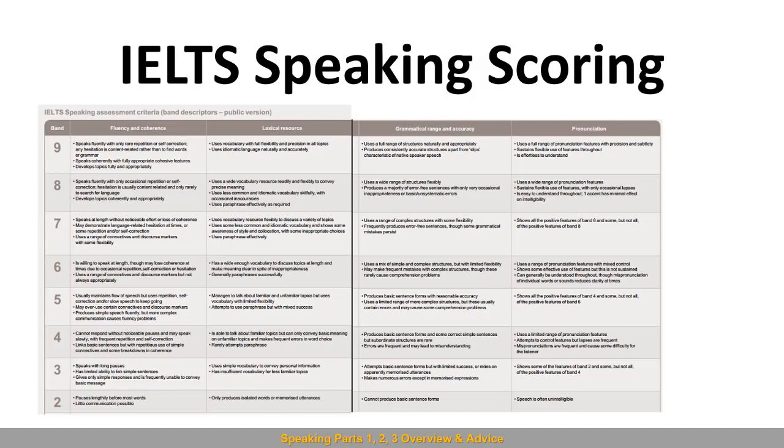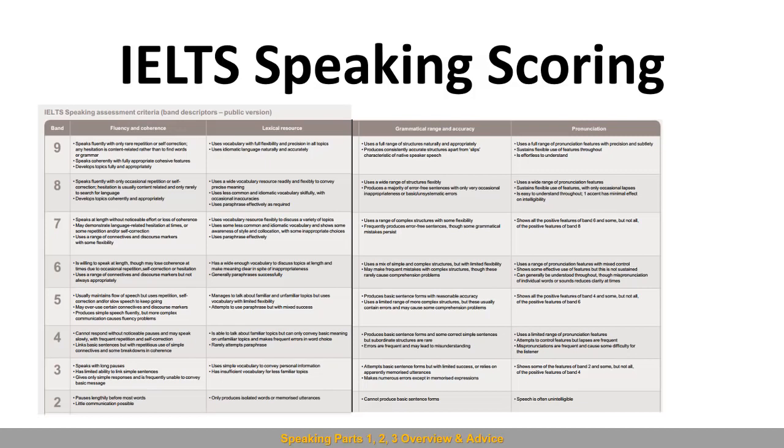Why is this important? Well, sometimes when people make mistakes, they get nervous, and then their speaking becomes worse after that. You should know that even if you make 1 or 2 or even more mistakes, you can still get a high score on the IELTS speaking. So don't worry, don't get nervous because of that.